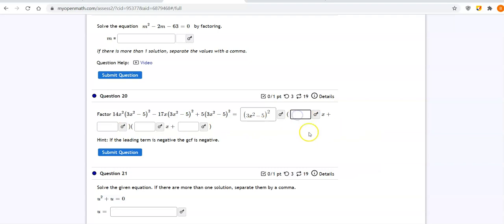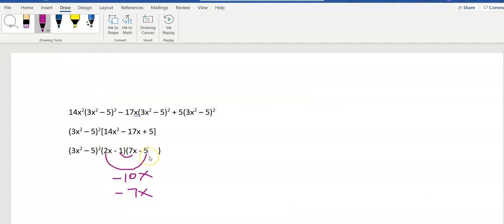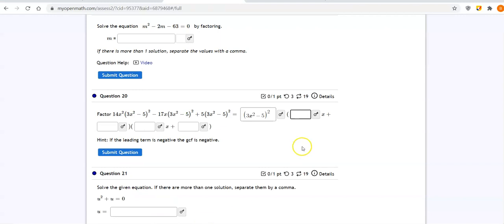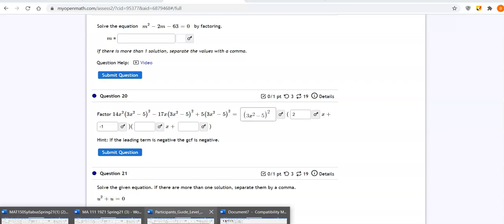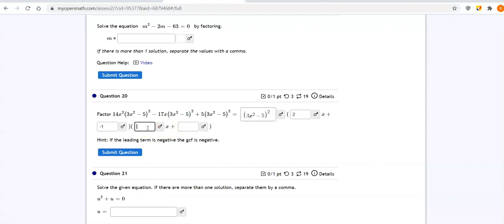And then, the way this is written, let me go back to our answer. We had a 2x minus 1 and a 7x minus 5. So for 2x minus 1, since the x is already there, we just need the 2 and a minus 1 there. And for 7x minus 5, since the x is already there, we need the 7 and a minus 5. So it's a little bit tricky putting that in, but once we're done, it's finished and we can submit from there.